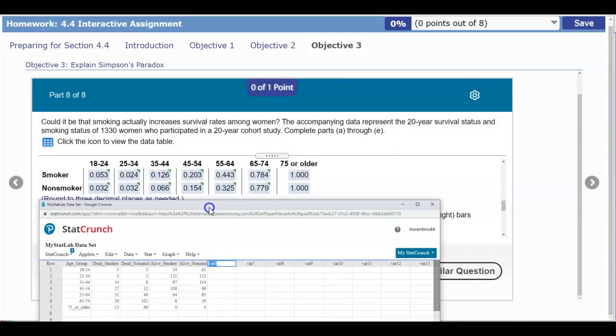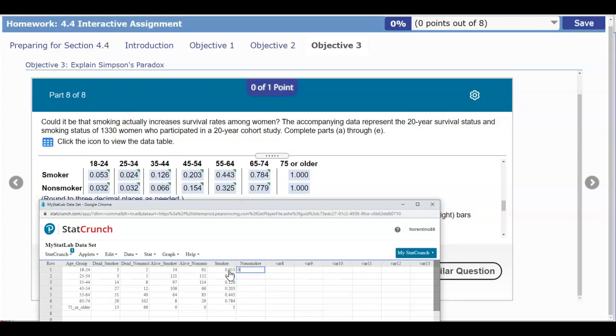And so all we need to do is create 2 new columns. The first column is going to be smoker, and the next column is going to be non-smoker. Now for the age groups, starting with 18 to 24, we saw that we had 0.053, 0.024, and so on. So we're going to list these numbers: 0.053, 0.024, 0.126, 0.203, 0.443, 0.784, and then 1.